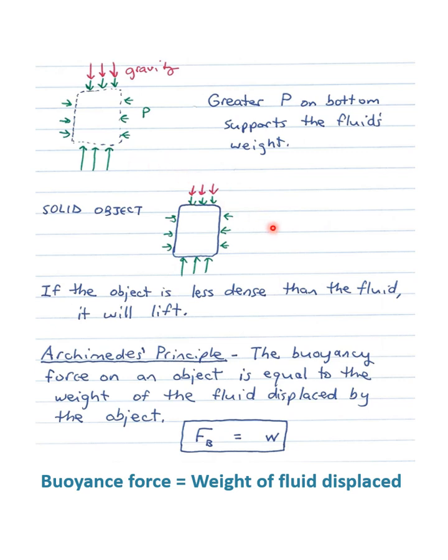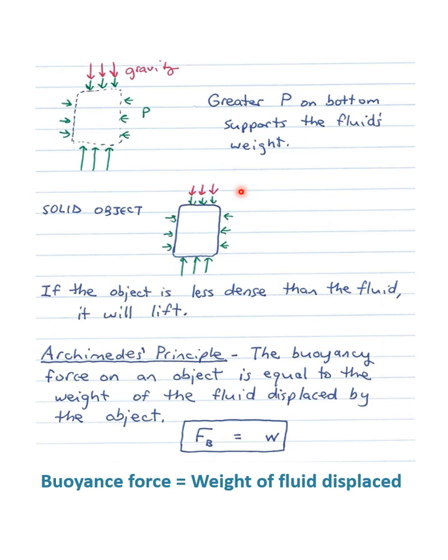So go down to the picture below, and instead of imagining a volume of the fluid, now we're going to think about an object that's submersed in the fluid. And the same forces apply. Those forces don't know whether they're acting on a volume of fluid or an actual solid object. So they all apply. There's greater pressure from below supporting this object than there is from above, without gravity. Gravity, of course, will balance it out. If the object is less dense than the fluid, it will lift up.